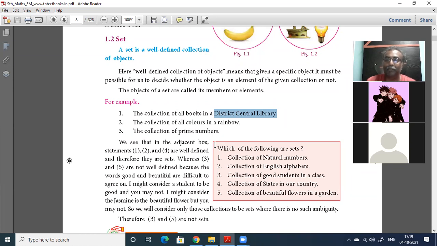We may not have a Tamil Nadu in future if the central government decides. You understand? Central government means what? Not the executive, the parliament, the central legislature. So that is a kind of thing. So the collection of states in our country, is it well defined? Today there are 29 states, because the center has the power to make states, to abolish states, to join states.